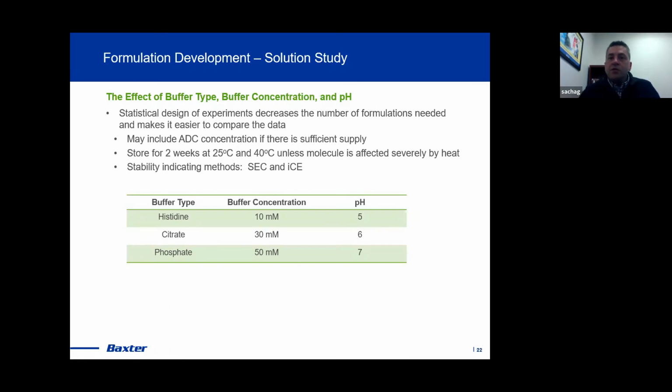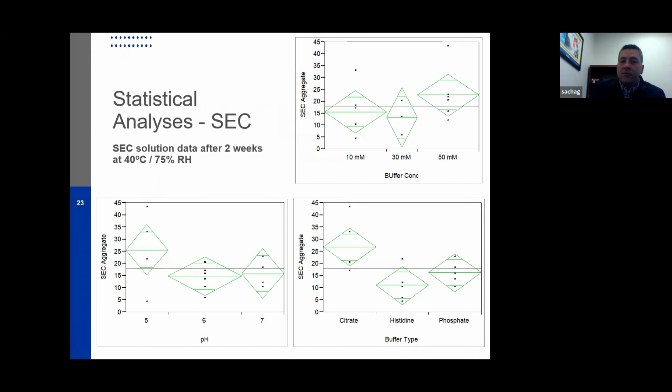First, this is the solution study I mentioned, where we look at the differences between types of buffer, concentration, and pH. This sets up for a really nice statistical design of experiments to reduce the number of formulations we're preparing, reduce the number of samples we're sending to the lab, and reduce the amount of material we're using. So what we can do is formulate these and place them at, let's say, 1 to 2 weeks at 25 and 40 degrees C, and test them weekly. Here's an example of the data that we get from this. This is size exclusion chromatography, and we're looking at the statistical analysis after 2 weeks of storage at 40 C.